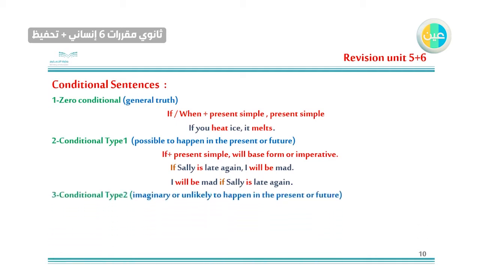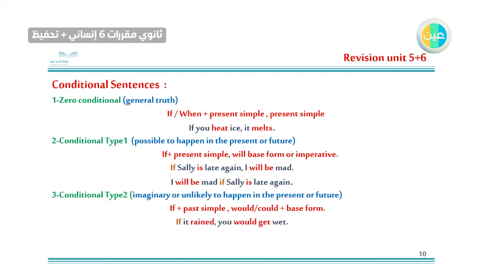Number 3, conditional type 2. This type of conditional is for imaginary or unlikely to happen in the present or future. So it's something imaginary or unlikely to happen in the present or future. And the rule for this type is if plus past simple, and the result clause would or could plus base form. Simply.